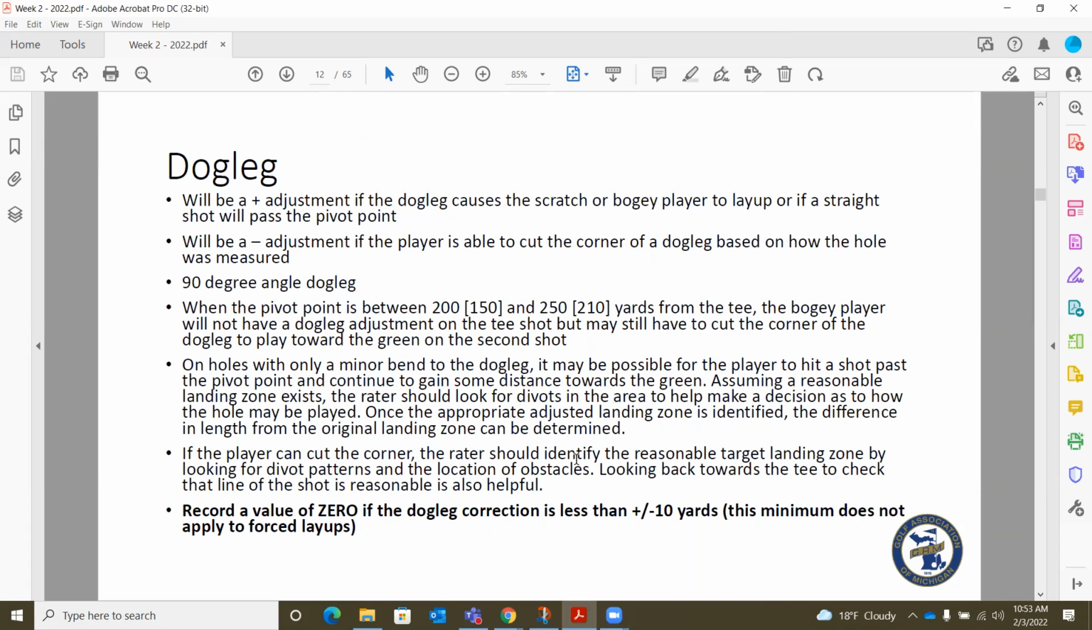Okay, the last thing about a dogleg that I want to put out there is this last point here, where we need to put a value of 0 if the dogleg correction is less than plus or minus 10 yards. So it needs to be at least 10 yards plus or minus for us to record a dogleg.